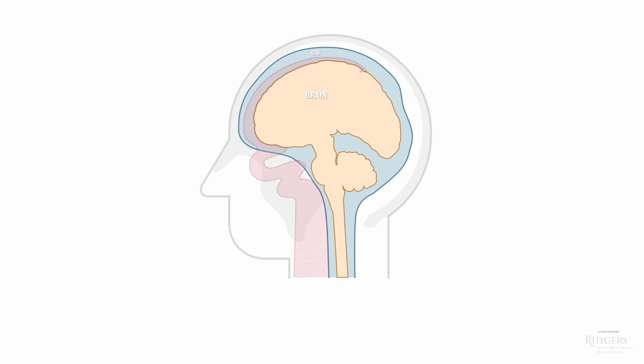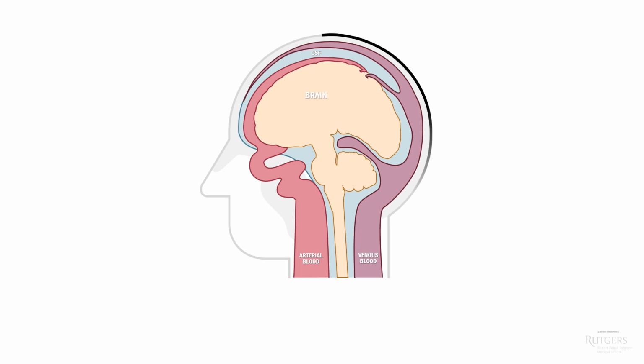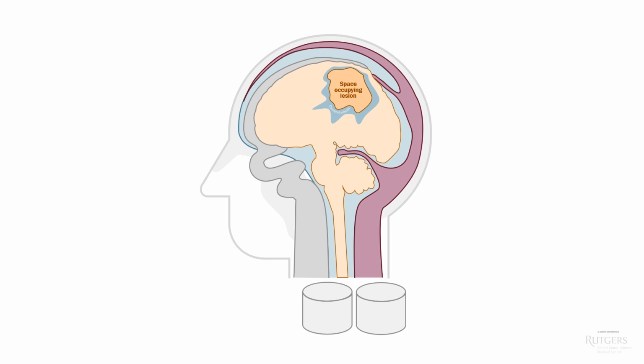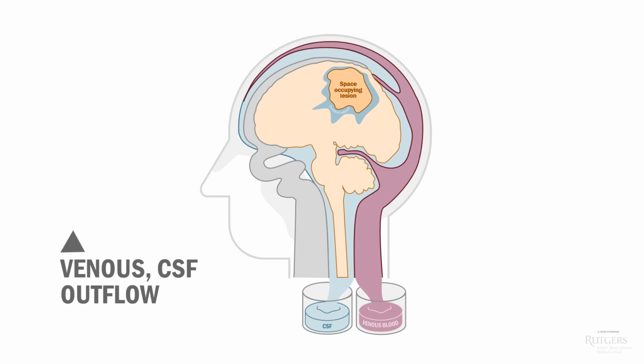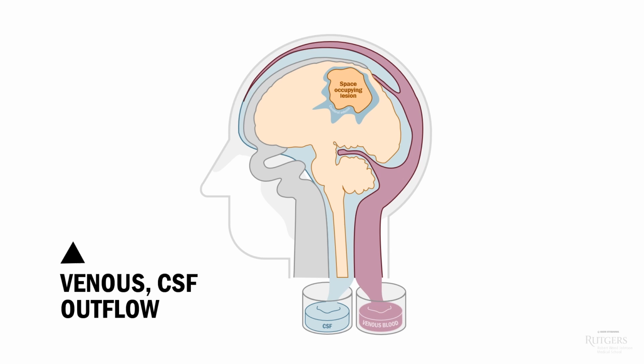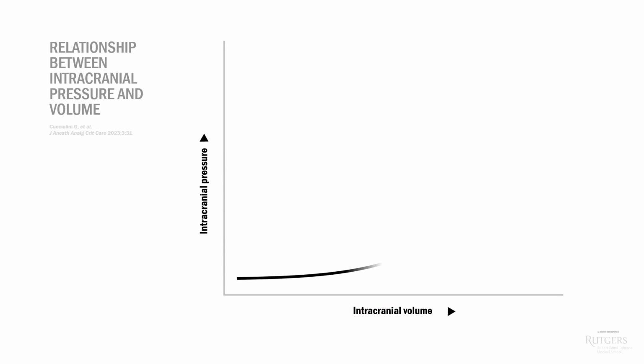And speaking of compliance, remember the Monroe-Kellie doctrine? The volume of brain plus CSF plus arterial blood plus venous blood should remain constant. If a patient develops a space-occupying lesion, there would be increased volume within the skull. And to compensate, there would be increased venous and CSF drainage. So, intracranial compliance is the ability of intracranial compartments to deal with this additional volume without a significant increase in intracranial pressure. Take a look at this graph of intracranial volume versus intracranial pressure.